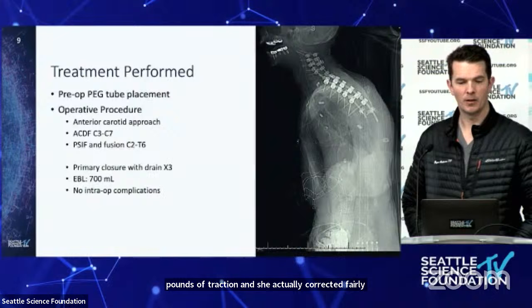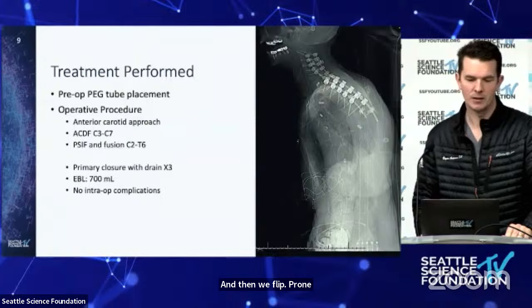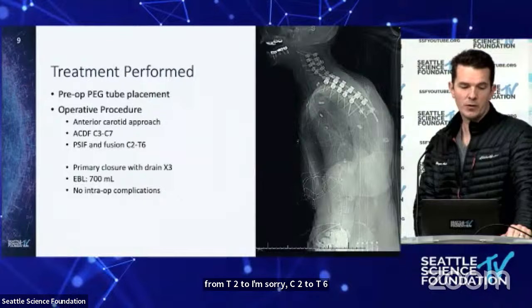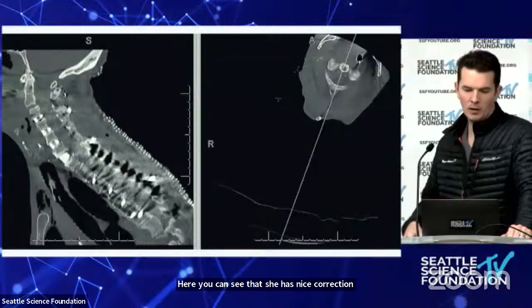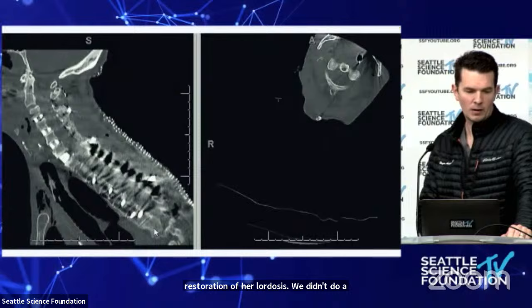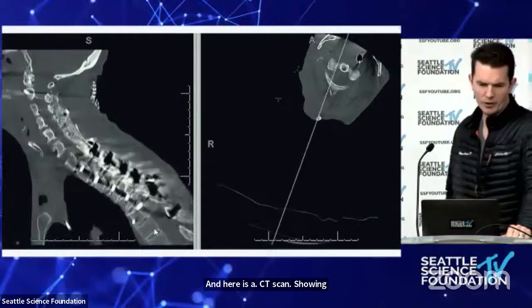And then we flipped prone, and we did an instrumented fusion from C2 to T6. It was an uneventful surgery. She got drains front and back, and no intraoperative complications. Here you can see that she has nice correction with restoration of her lordosis. We didn't do a decompression since she didn't have any areas of stenosis. And here is a CT scan showing our correction.